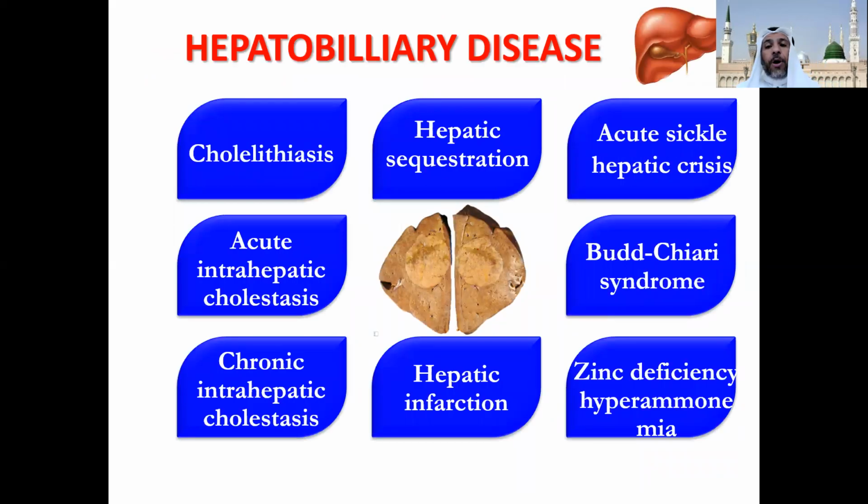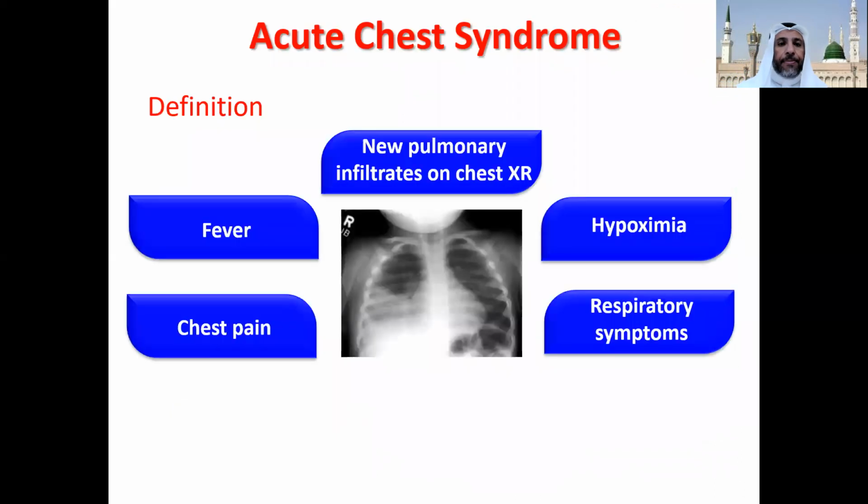Hepatobiliary disease is another problem in sickle cell anemia, starting with cholelithiasis, gallstones, which are common among sickle cell anemia patients, passing through hepatic sequestration, though it is rare but may happen, acute ischemia, Budd-Chiari syndrome, hepatic infarction, and so on. So liver disorder is one of the problems in sickle cell anemia patients.